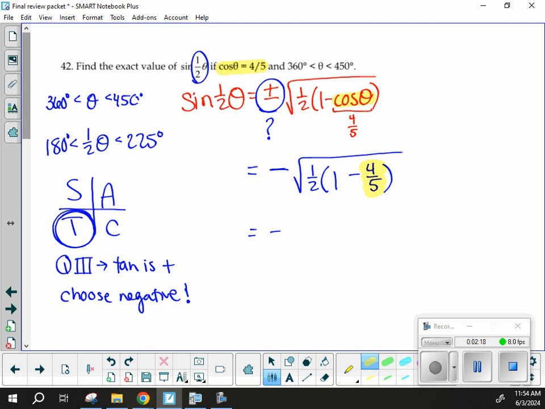I'll leave that to you. You end up getting either negative square root of 1/10, but rationalized, that would look like negative root 10 over 10. But again, multiple choice, even if you have a decimal equivalent, I think you'd be successful finding its match.